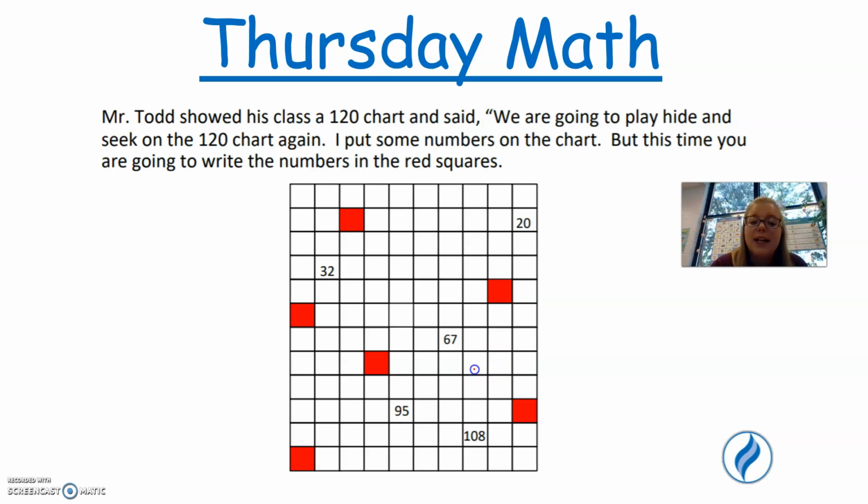You might choose to count back, so you could start at 20 and count back. You might start at 1 and count forward. You might count back by 10s. It's up to you how you want to figure out what numbers go on these squares, okay? But you need to fill in these red squares. You can pause the video now and hit play when you're ready.